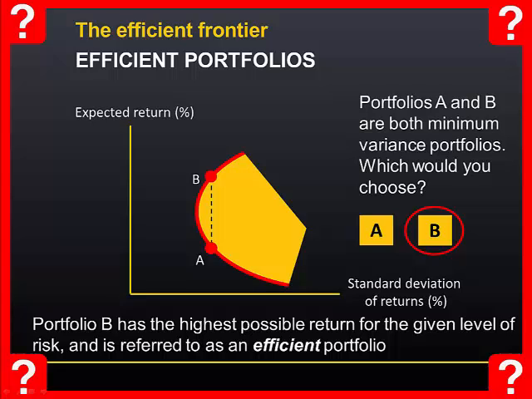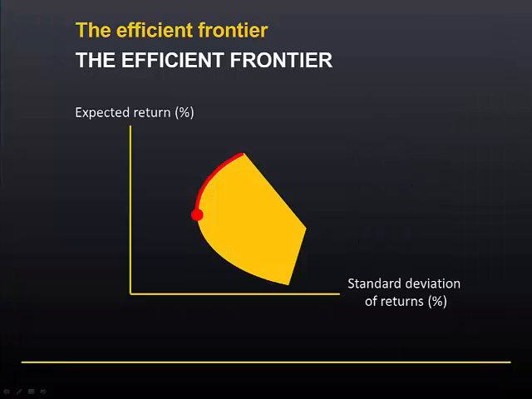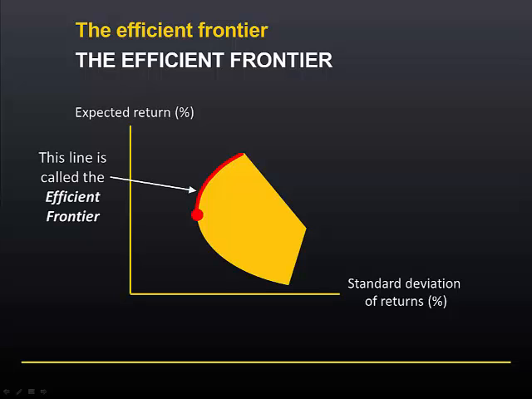It not only has the minimum possible risk for a given level of return, but it also has the maximum return for a given level of risk. Such a portfolio is called an efficient portfolio. No rational, risk-averse investor would invest in anything other than an efficient portfolio. We can therefore conclude that the only efficient investments are the minimum variance portfolios from the global minimum variance portfolio upward. We call the line joining these portfolios the efficient frontier.